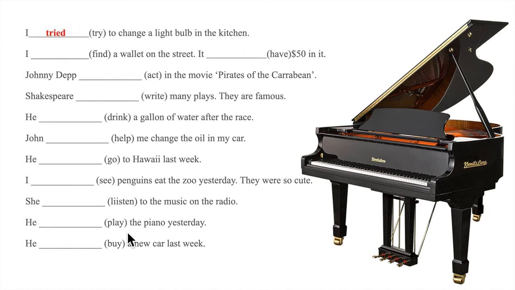Okay, here we go. Number 1. I tried to change a light bulb in the kitchen. I have the feeling if he tried, he didn't do it, so maybe, I don't know, it was too high for him and he couldn't quite do it. Otherwise, you could just say, "I changed a light bulb in the kitchen," which means he was successful.